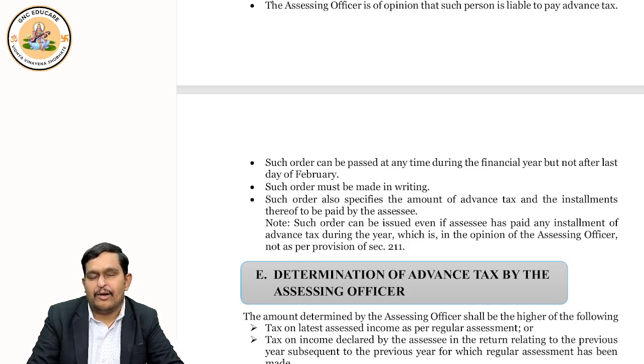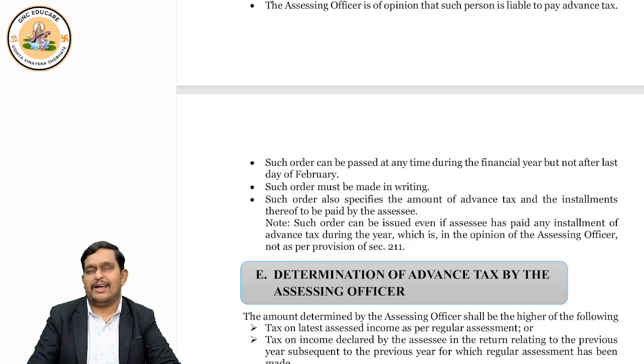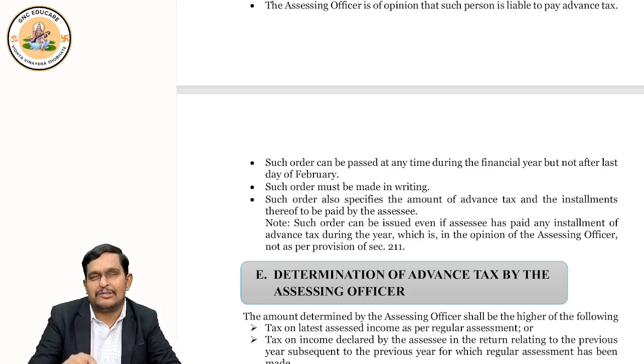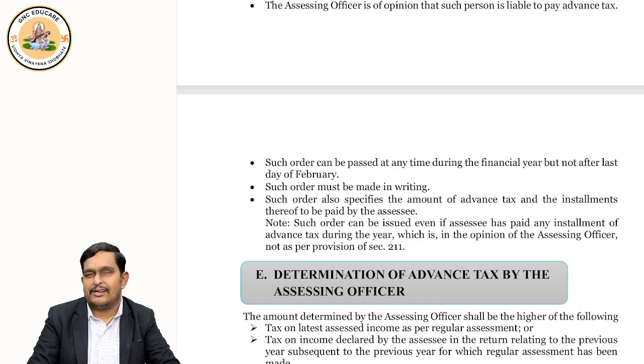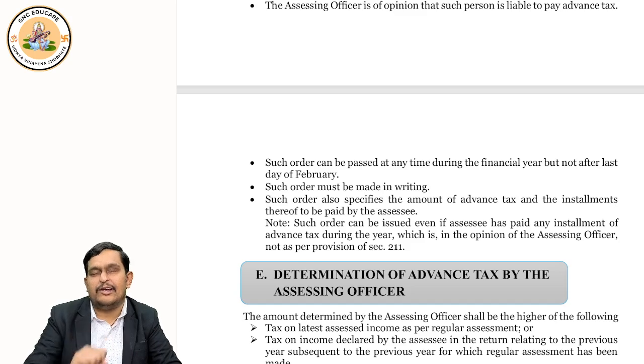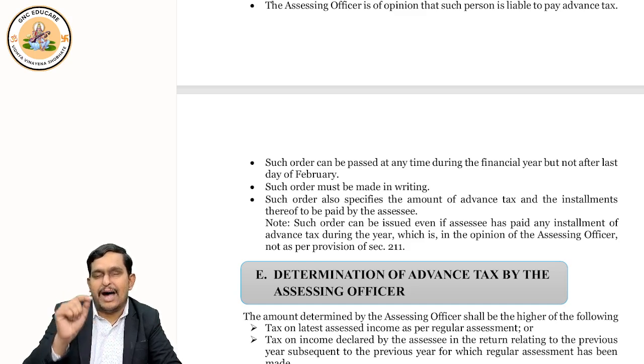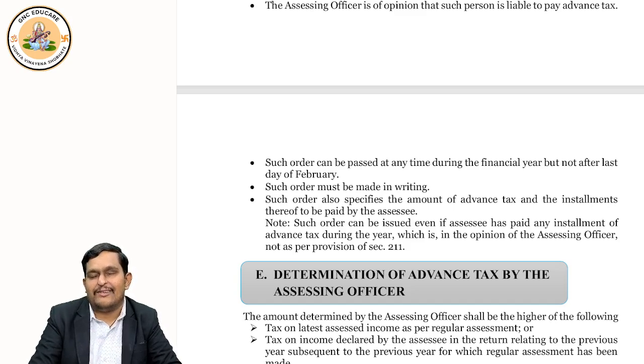Now, if the assessee is already paying advance tax, can the assessing officer still send a notice? Why would the assessing officer send a notice if he is already paying? Sometimes the assessee is paying a very small amount of advance tax. Then the assessing officer will say, you are paying very little, actually your income is this, so accordingly pay advance tax. So even if the assessee is paying advance tax installments, the assessing officer still has the power to send a notice to pay advance tax on the computation which the assessing officer makes.